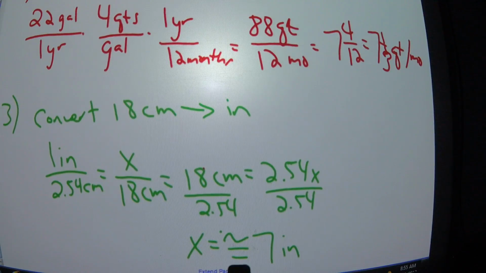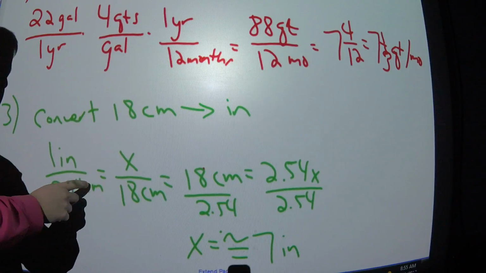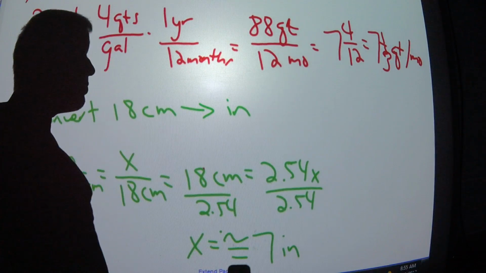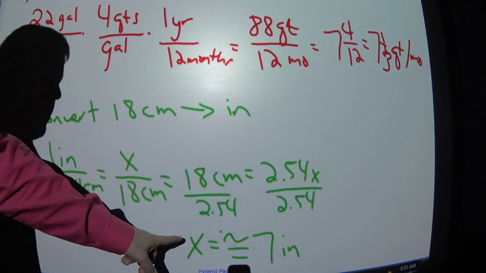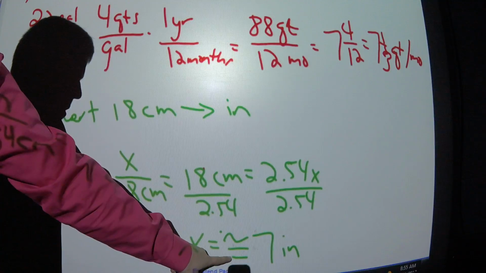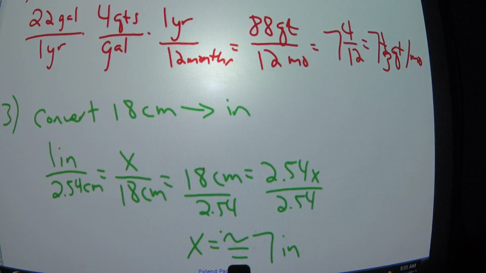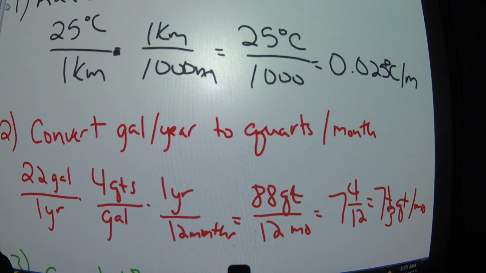Okay? So what I've done here is I took 2.54 times X and then 18 times 1, and then you divide both sides by 2.54 because it's a one-step equation. Okay? And you find out that it's approximately, this symbol right here is approximately, 7 inches. Okay? So go through, try the other practice problems, come in tomorrow with questions, concerns, etc., and we'll work through anything that you don't understand.